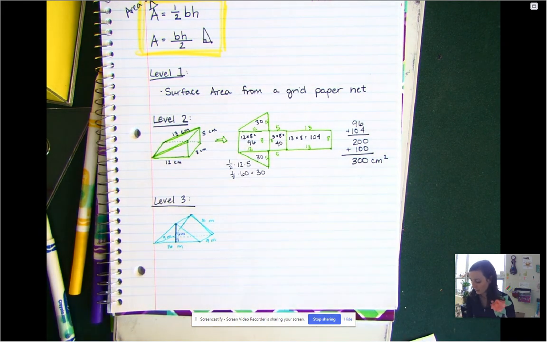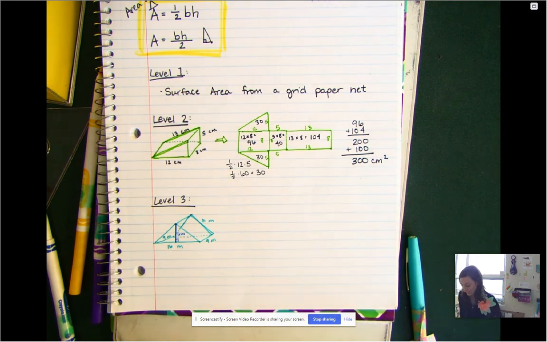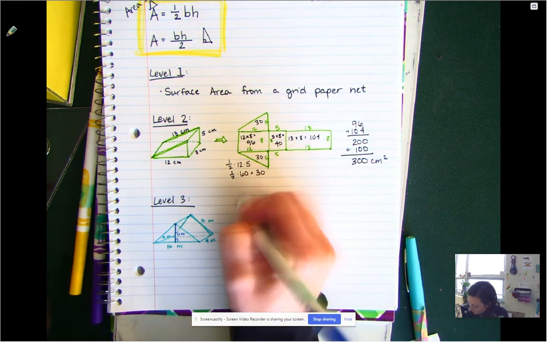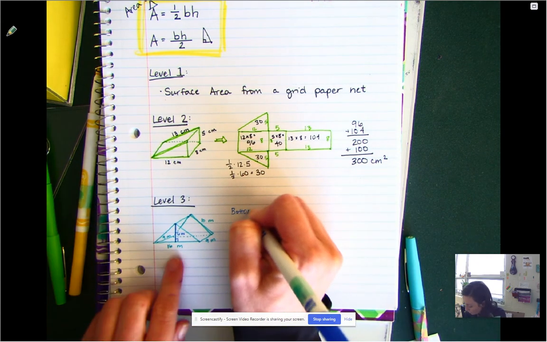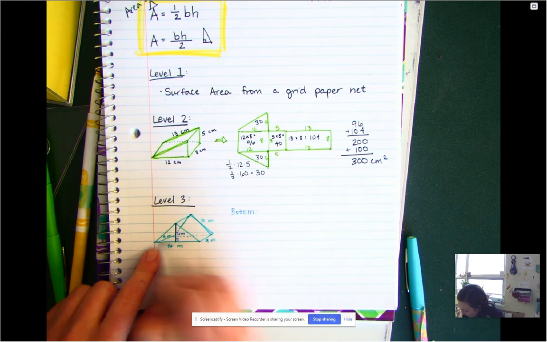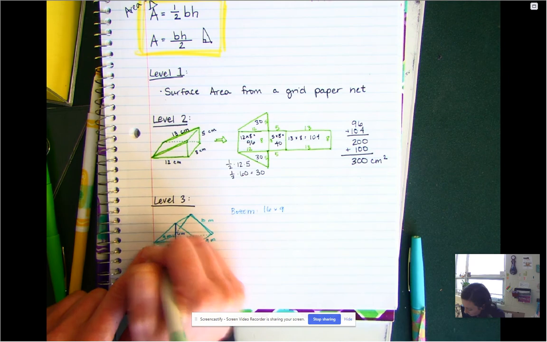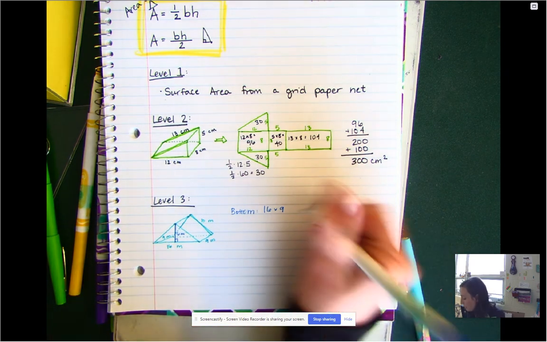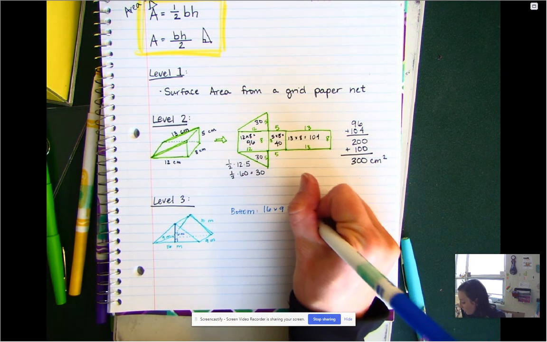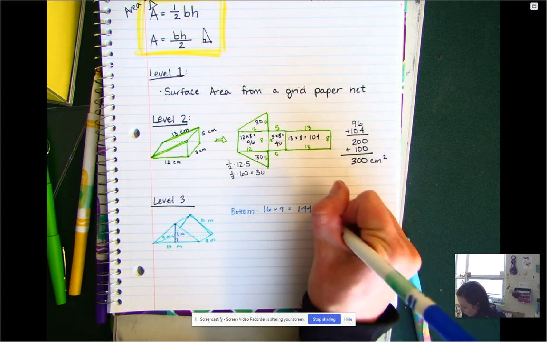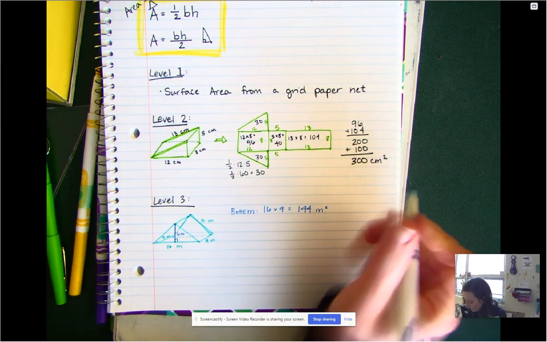Okay, so here now I have to imagine what it's like if I have to get the surface area of the whole thing. So I'm going to start with the bottom because I just think that's an easier place to start. It's a rectangle. The bottom is 16 by 9. 16 times 9 is 144 meters squared.